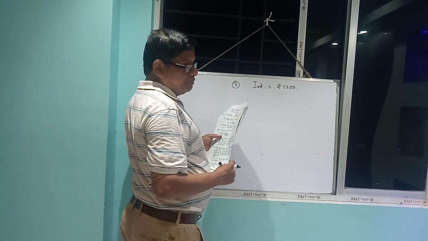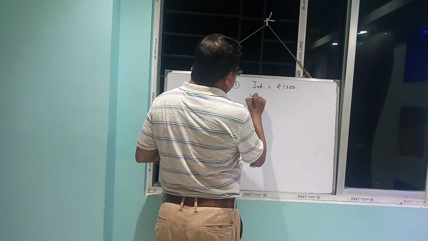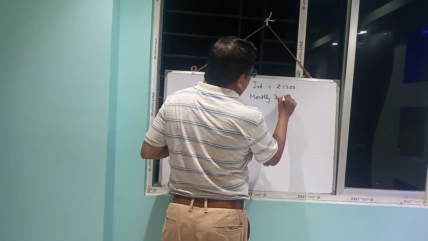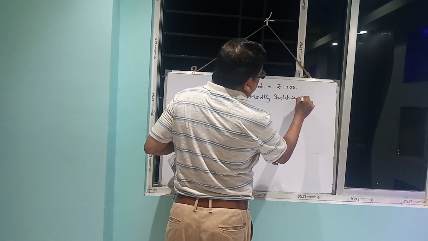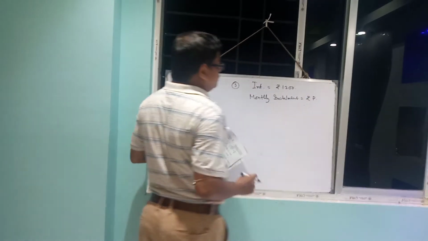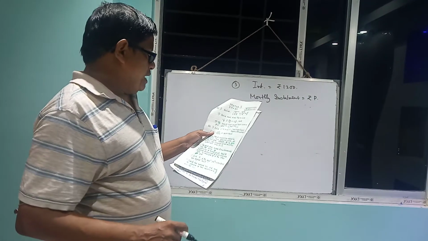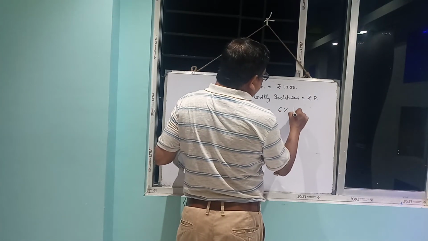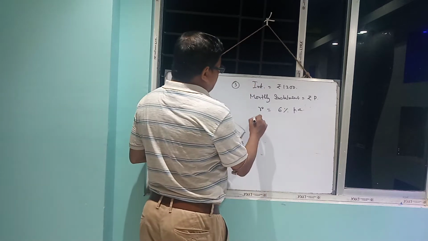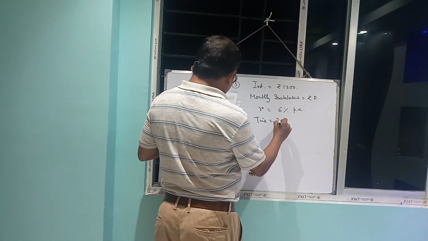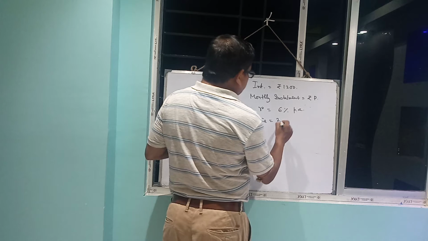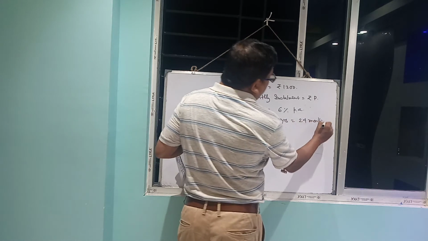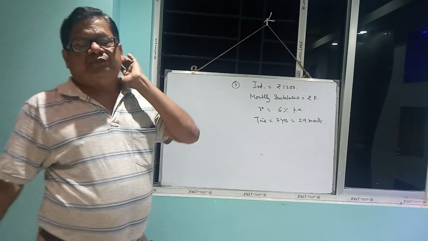Monthly installment is not given, so let the monthly installment be rupees P. The rate of interest is given as 6% per annum, and the time is 2 years. Two years means 24 months. All of you know the recurring deposit formula.